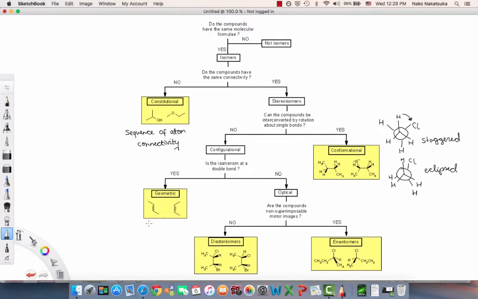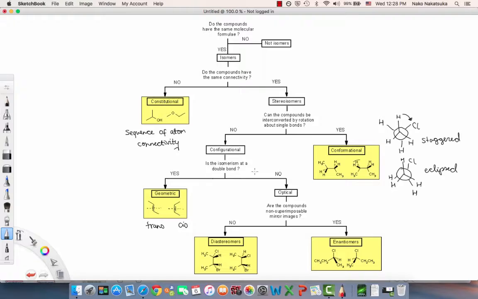And you can see here that we have trans and cis isomers, where cis is when the two big groups are on the same side when you cut the double bond in half, and in the case of trans, it's when the two big groups are on opposite sides when you cut the double bond in half.